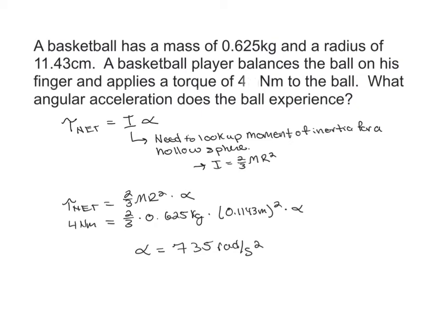So we now have torque equals 2/3 mr squared times the angular acceleration. So I'm going to plug in 4 newton meters for the torque. I'm going to plug in 0.265 kilograms for the mass. I'm going to convert the 11.43 centimeters to meters by dividing by 100, so 0.1143 meters. And then I'm going to isolate the angular acceleration. So that gives me an angular acceleration of 735 radians per second squared.